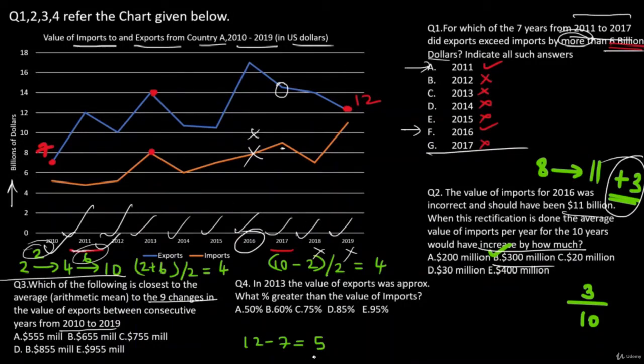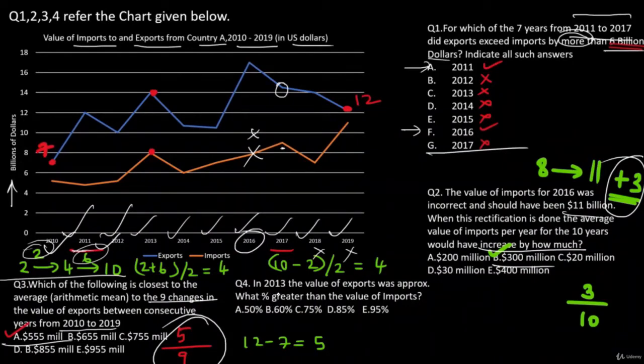So this 5 billion change is happening over 9 changes. Therefore, the average is 5 by 9, which is very close to 555 million, right? 5 by 10 would have given you 500 million. 5 by 9 has to be greater than 500 million, right? But not very much greater. So the correct answer to this question is 555 million, which is option A. You can also take out your calculator and find out 5 by 9 and you will get the answer as option A. Let's move to the next question.